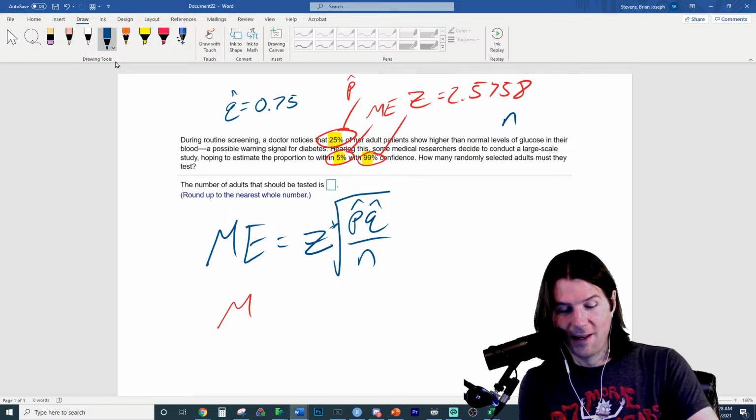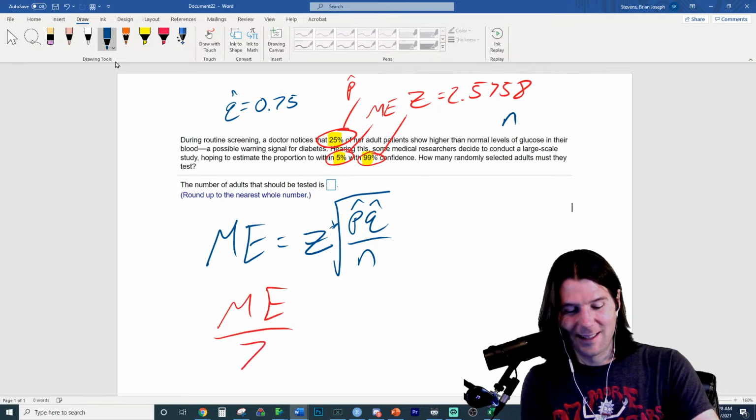I hate you, Microsoft Word. Equals z. I do not understand.